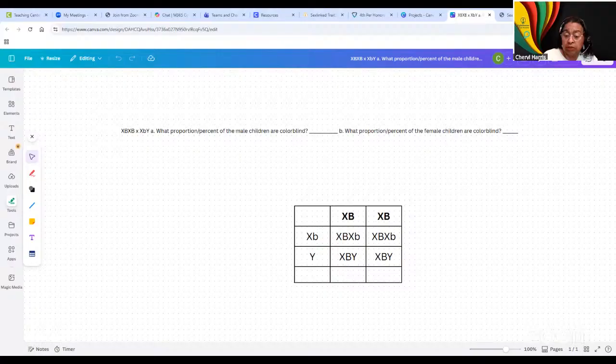All right, let me hop back to the worksheet. Not that one. Where is it? All right, give me a minute to find it. There we go.